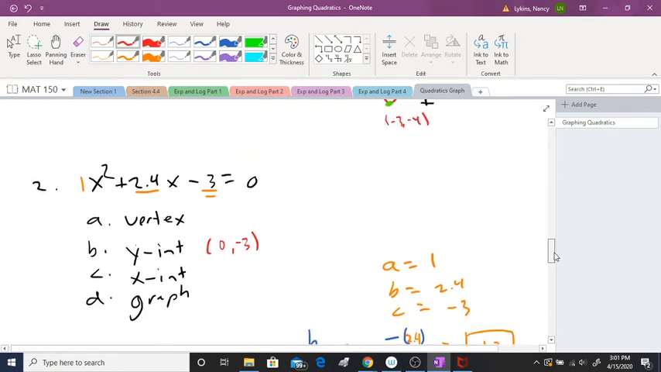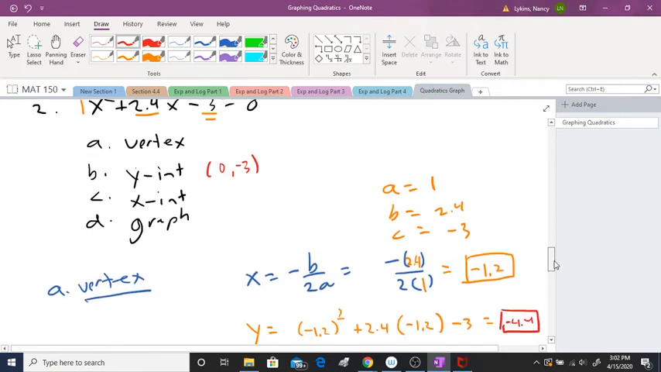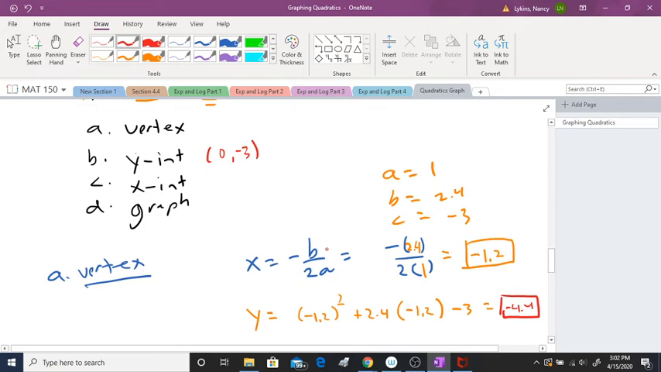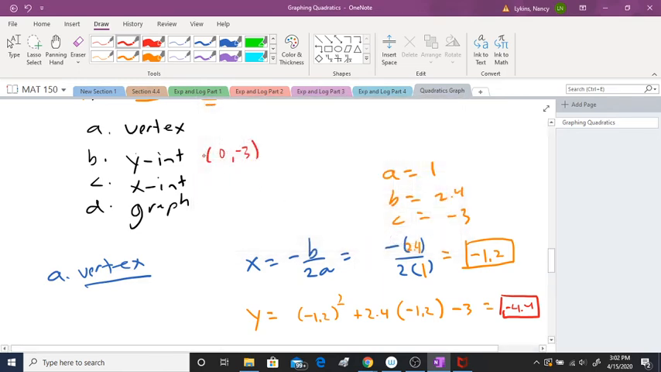Next, the vertex. The vertex was -b over 2a. All I'm doing is substituting my values in for b and a, showing you how to do it. I got x equals -1.2. Then I put it in and square it, plus 2.4 times -1.2, minus 3, and I get -4.4. So my vertex will be -1.2, comma, -4.4.